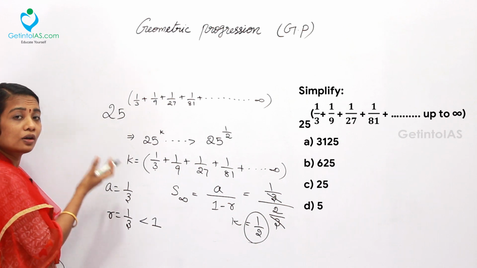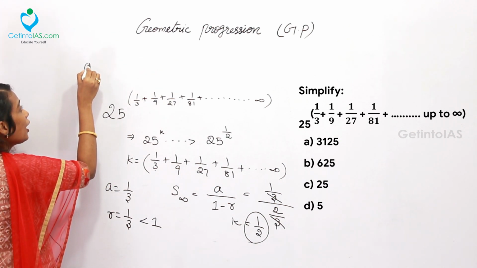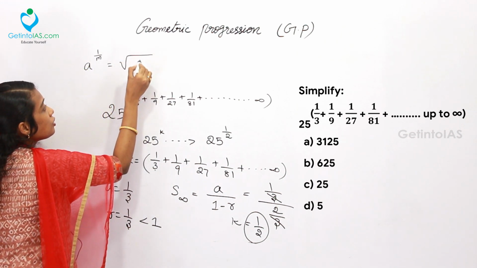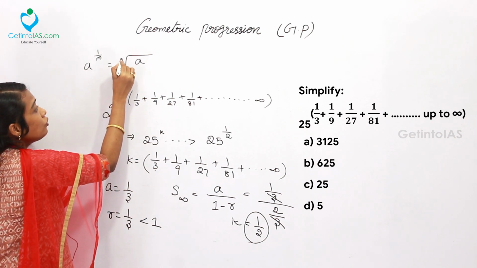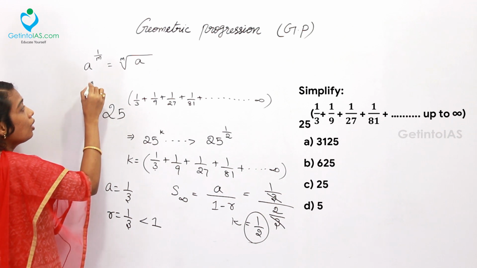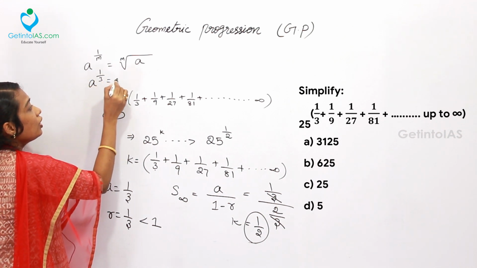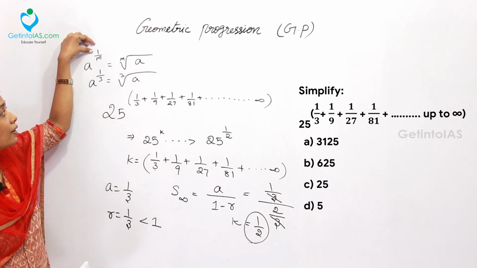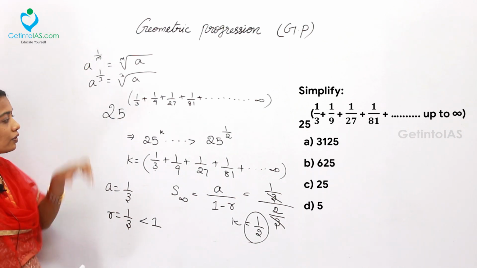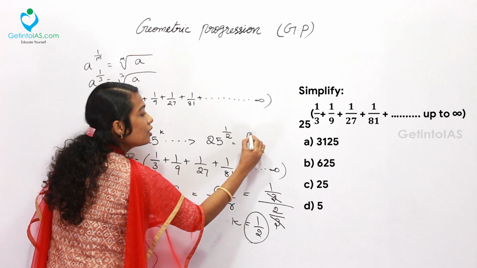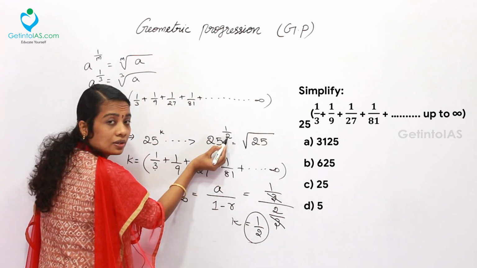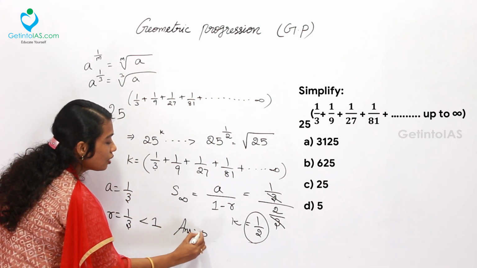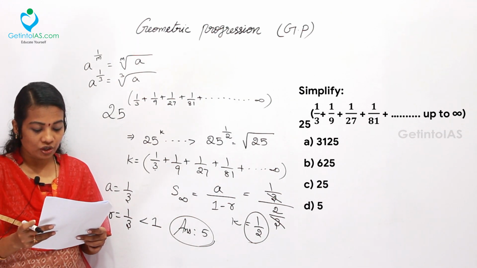According to the surds and indices concept, when a power 1 by m is given, simply you will have to write the square or cube root, whatever the m value, mth root of a. So a power 1 by 3 is the cube root of a. Another way of indicating the cube root or mth root is writing it as a fractional power. Here 1 by 2 means square root of 25, which is 5. So the answer for this question is 5, which is given in option D.